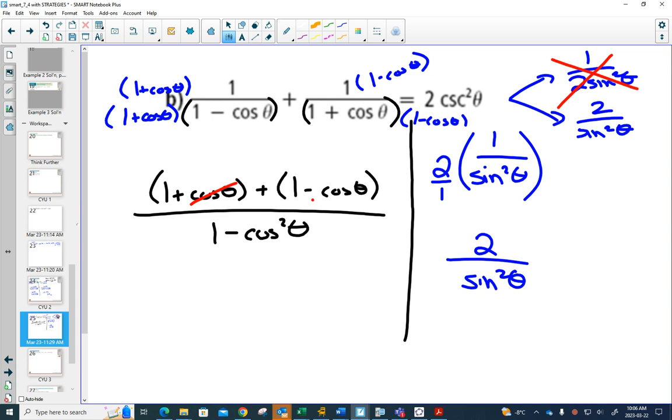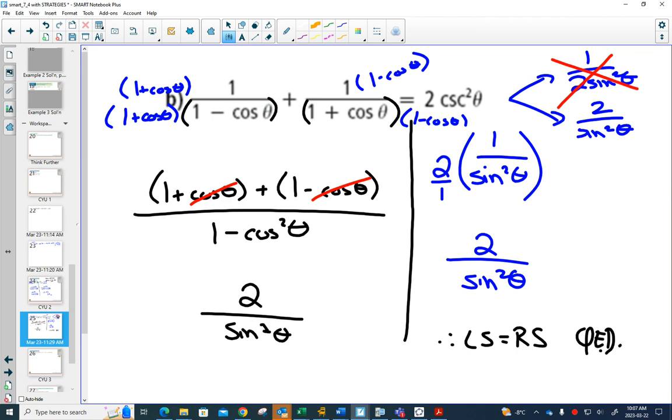I hope you can see that the cos thetas are like terms, and they would go to 0. And you would end up with 1 plus 1, which is 2. And on the bottom, you have 1 minus cos squared theta. On the other side, you have sine squared theta. Well, that's just one mental math manipulation of our big idea. So you are able to, without showing any more work, just change the 1 minus cos squared theta to sine squared theta. And we are done.